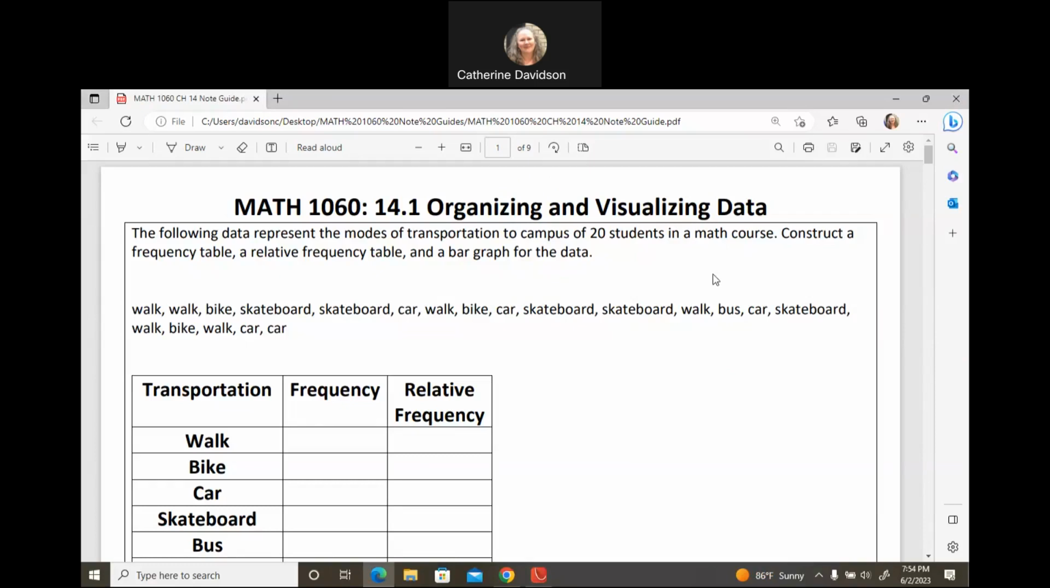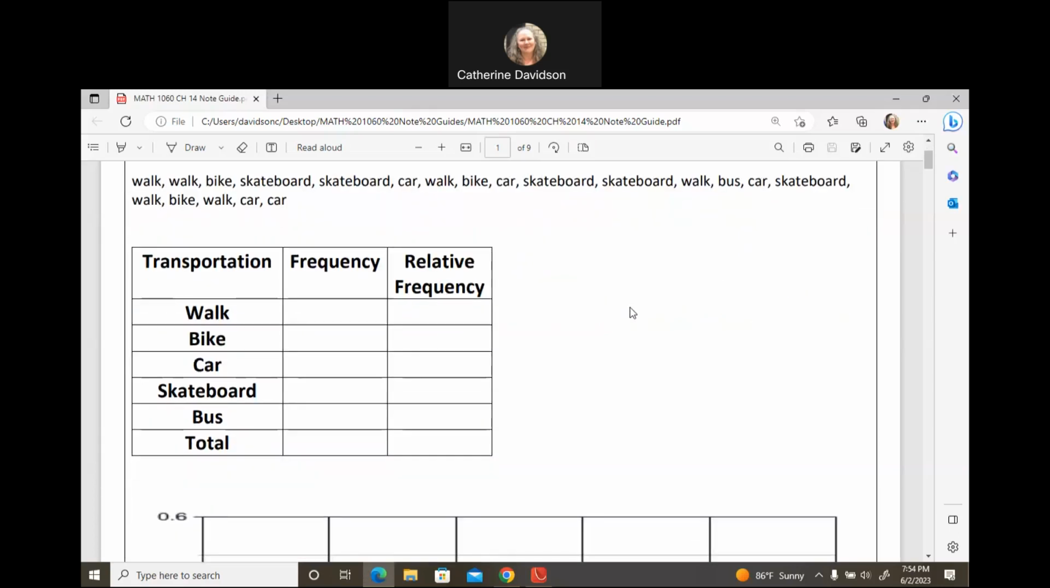All right, so when you're in my math lab for the bar graphs, those are all going to be multiple choice. You won't actually have to construct those yourself. It'll be a little bit easier to deal with. All right, so these are the different modes of transportation that the students indicated. So frequency is how many times that response occurred.